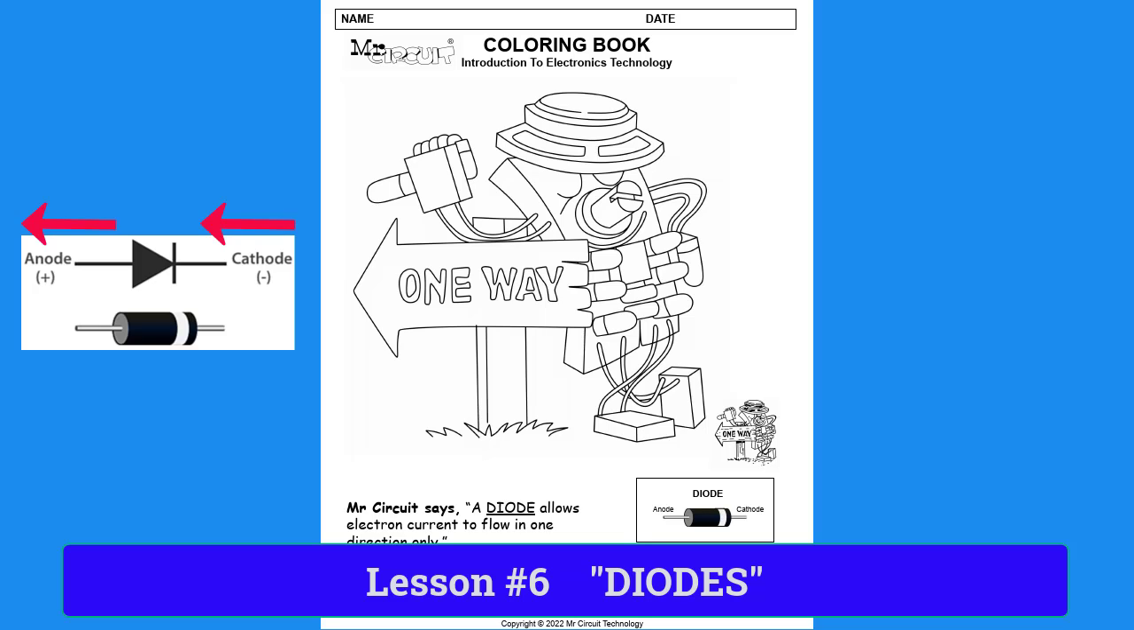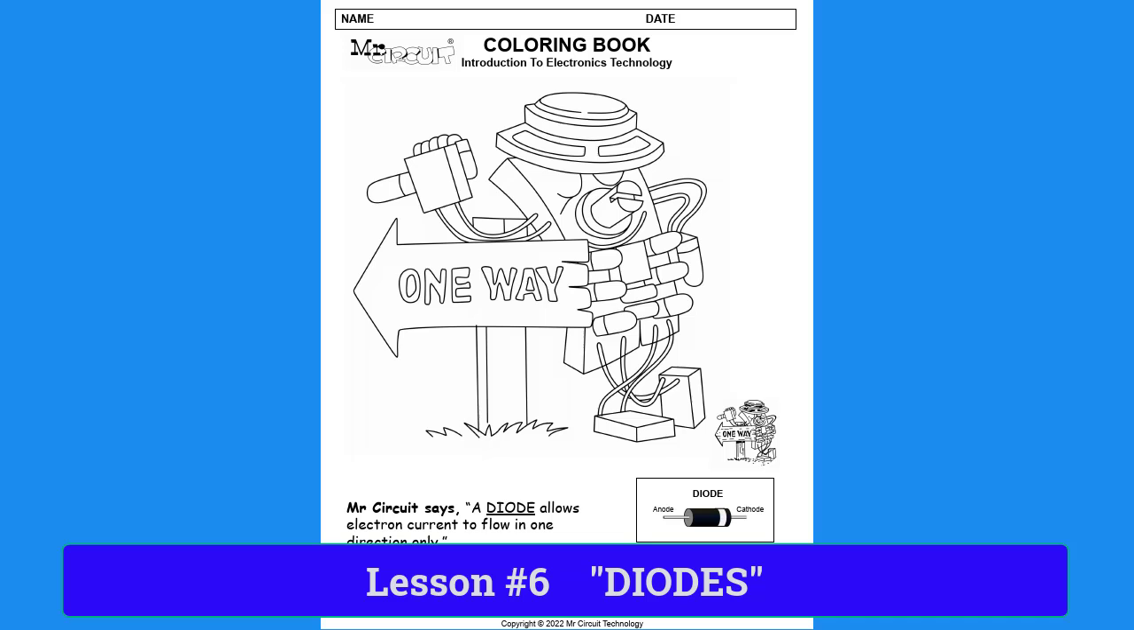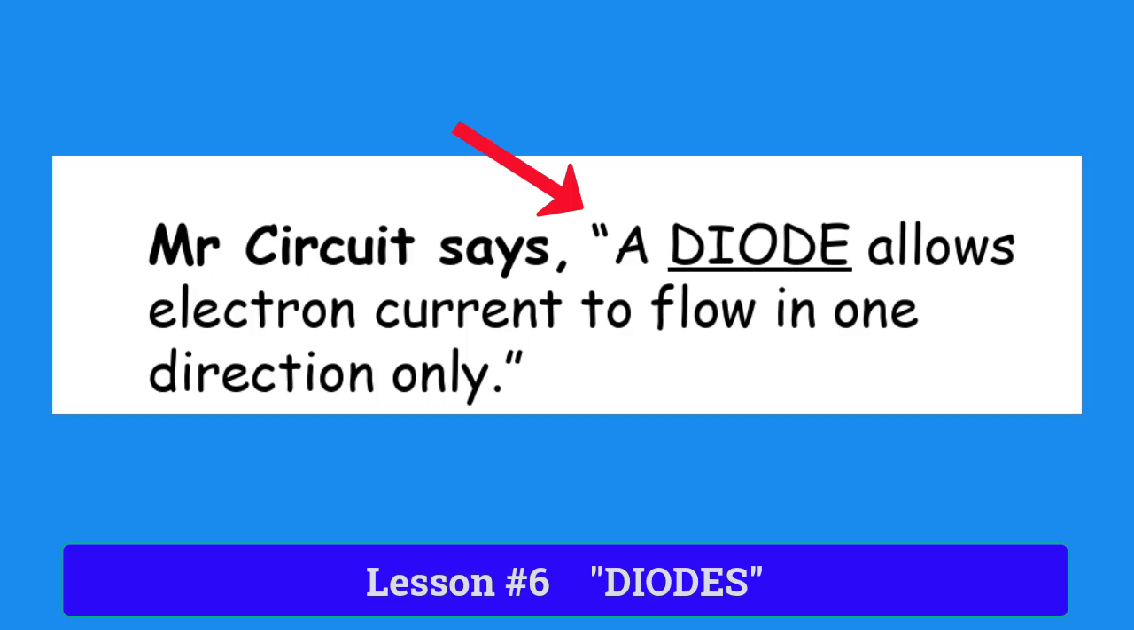What does a diode do in an electronic circuit? At the bottom of page 6, what does Mr. Circuit say? Mr. Circuit says, a diode allows electron current to flow in one direction only.